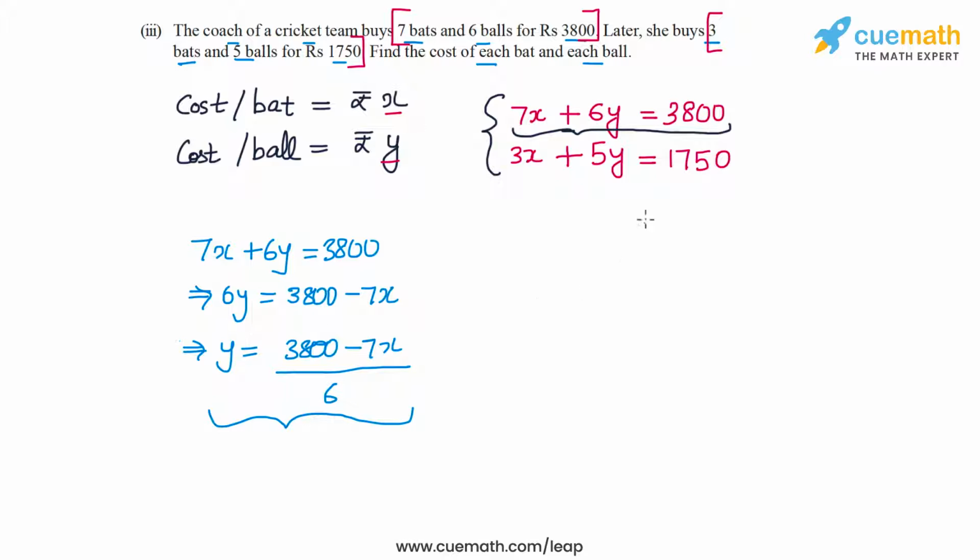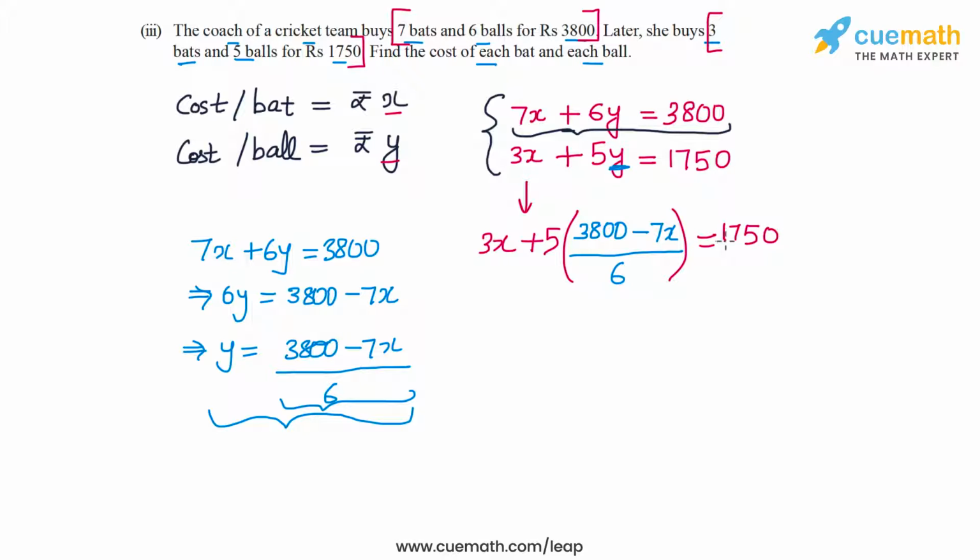And now in the second equation, instead of y, I will substitute this expression in x. So let's do that. So what we'll get from the second equation is 3x plus 5y, and instead of y I will write this expression in x, which is (3,800 minus 7x) by 6, and this should be equal to 1,750. Now this equation that we get is an equation in x alone. So let's solve it to find the value of x.